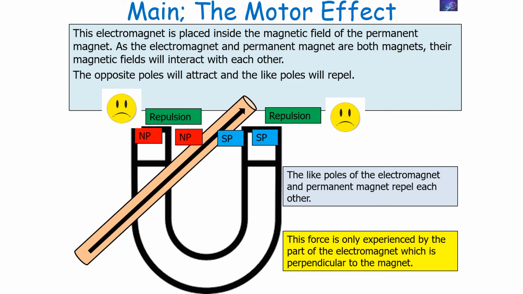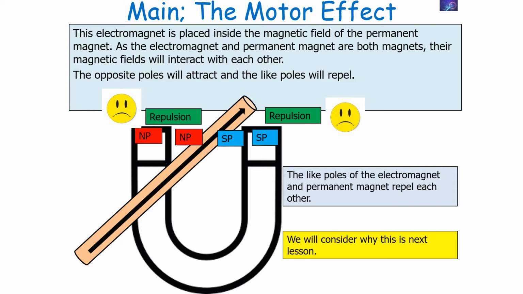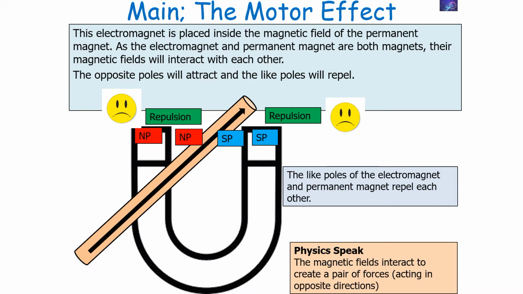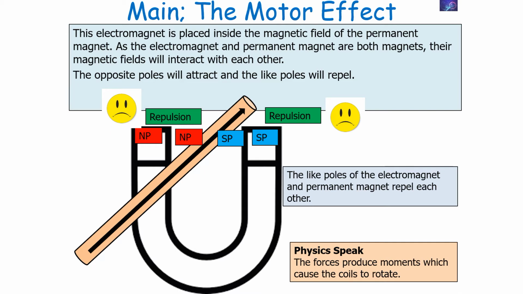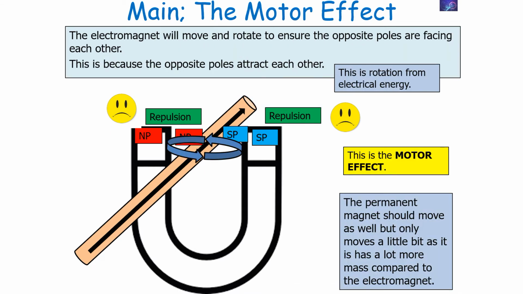Now this force is only experienced by the part of the electromagnet which is perpendicular to the magnetic field. It's important to note that the part of the wire which will be parallel to the magnetic field does not experience a force. We'll consider that in upcoming lessons. So what we can say is the magnetic fields interact and create a pair of forces which act in opposite directions. Now this will cause the coil to rotate. So the force acting upon the electromagnet will cause it to rotate. Because it's rotating, we say the force produces moments which can cause the coil to rotate. So this idea is called the motor effect.